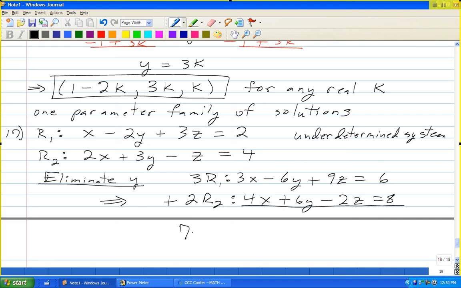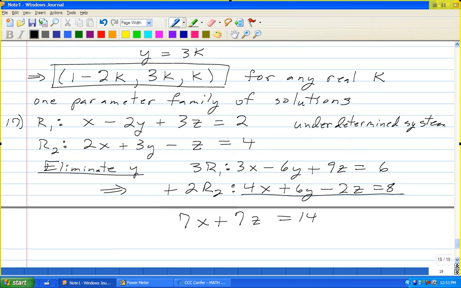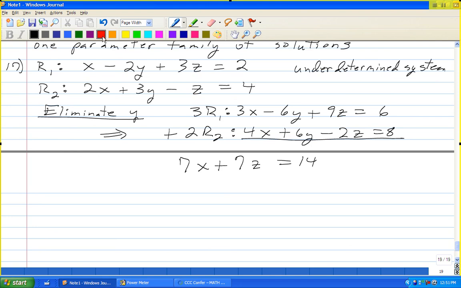3x plus 4x is 7x. The y's cancel. Plus 7z equals 14. Let's divide everything by 7. So you get x plus z equals 2. Okay, good. But I've used 2 equations and 2 unknowns. There are no more equations I can use. So let's just let z equal k.